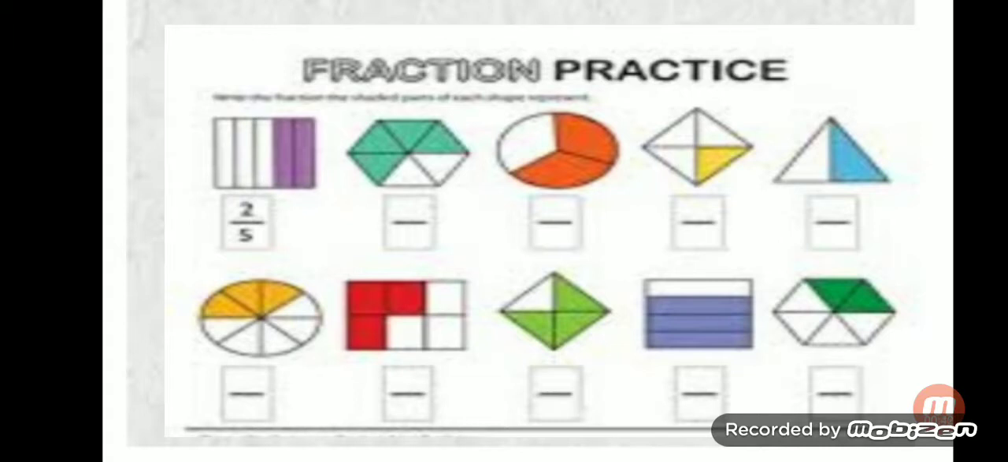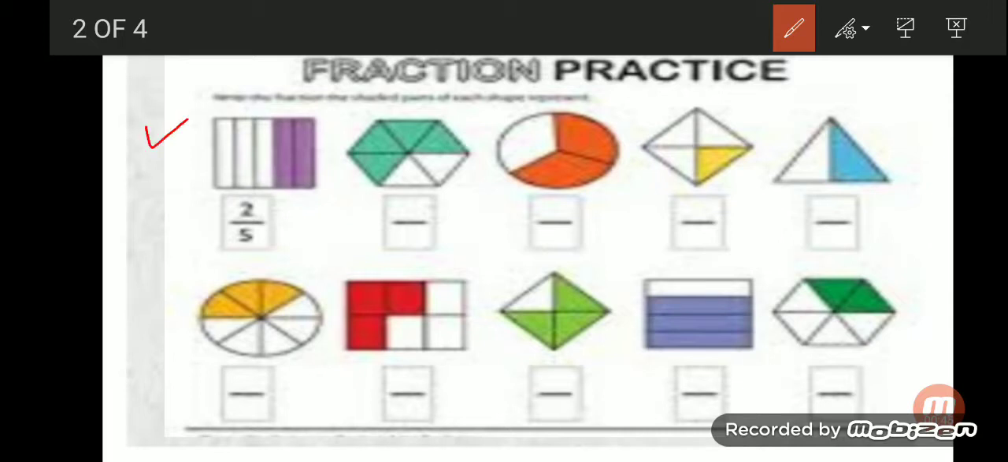Okay, let's understand it. In figure 1, we have to write the fraction of the shaded part of this figure. So what we will do? You count the shaded portion of this figure, that is 1 and 2. So we will write 2 at top, that is numerator, and in bottom we will write the total number of equal parts, that is 1, 2, 3, 4 and 5. We will write 5 at bottom, that is denominator. Okay, so the shaded part of this figure is 2 by 5. This one has been done here.